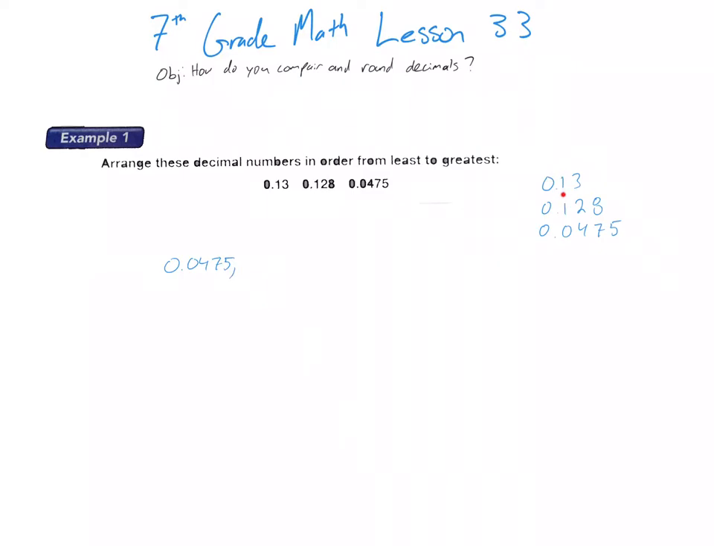So now these two both have a 1, so I'll move on to the next number. This is a 3, this is a 2, so this one is going to be smaller than this one. So that means this is going to be my second one, and this is going to be my third one. So remember, it's not necessarily the length of the number, but it's the number furthest to the left, because these have more value than further to the right. So you start at the left and compare them as you go on down from there.